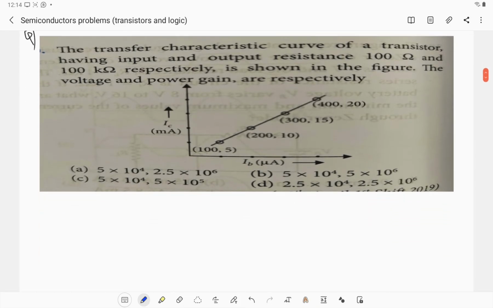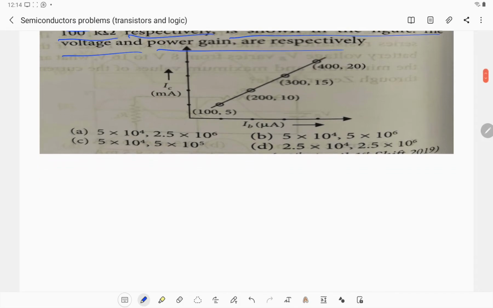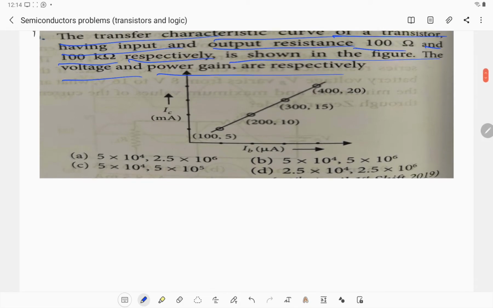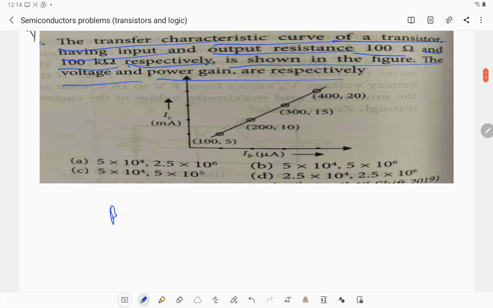Problem number 4. The transistor characteristic curve of a transistor having input and output resistance 100 ohms and 100 kilo ohms respectively is shown in the figure. The voltage and power gain are respectively. So first we have to find out beta. Beta is equal to delta IC by delta IB.